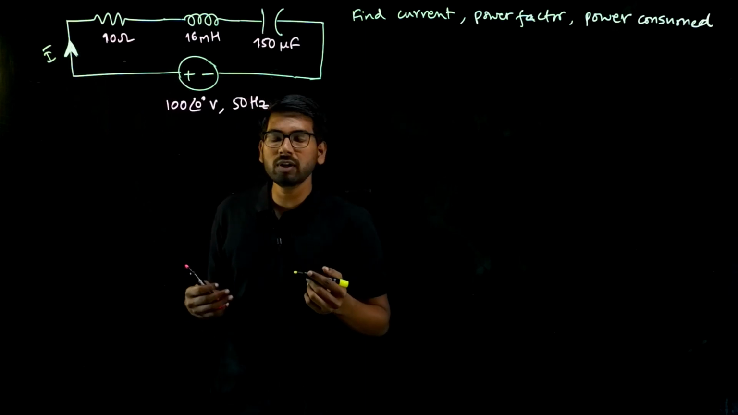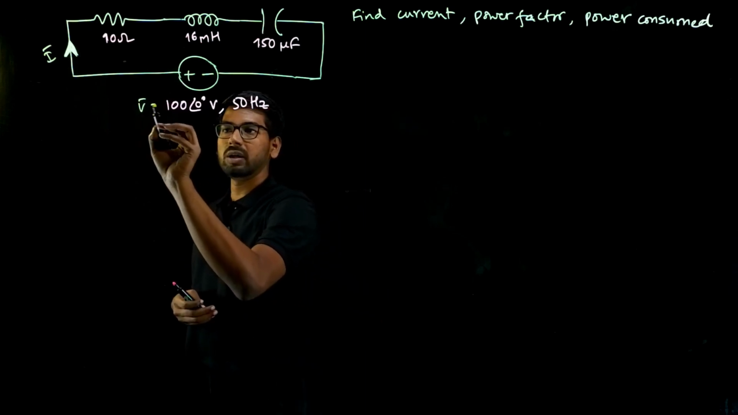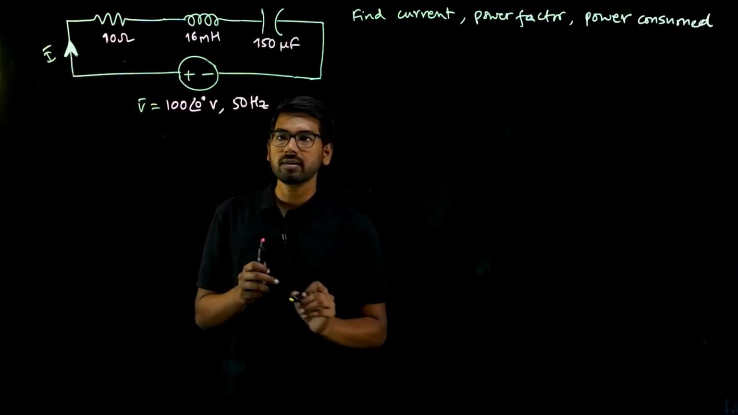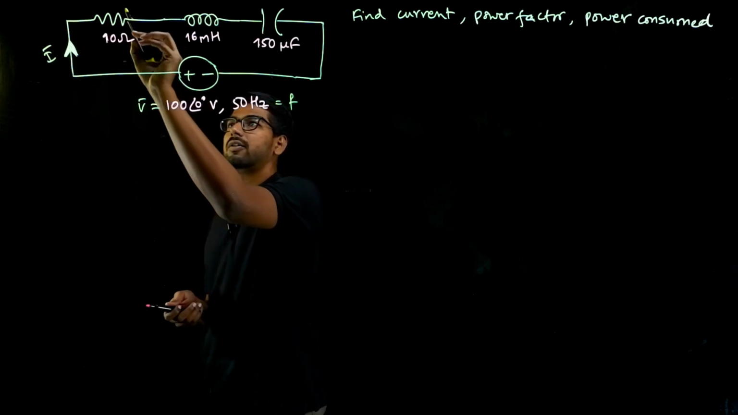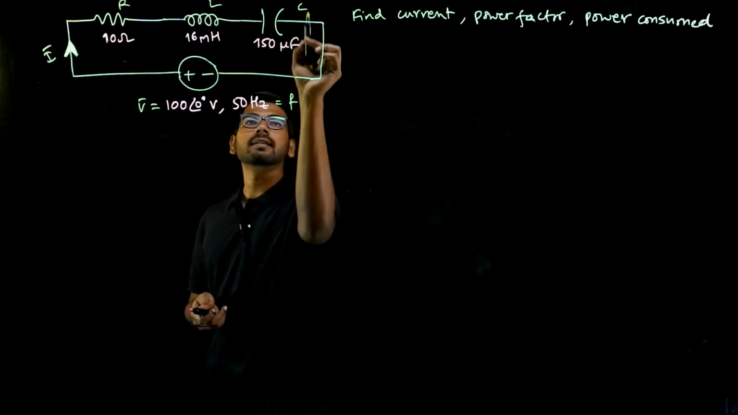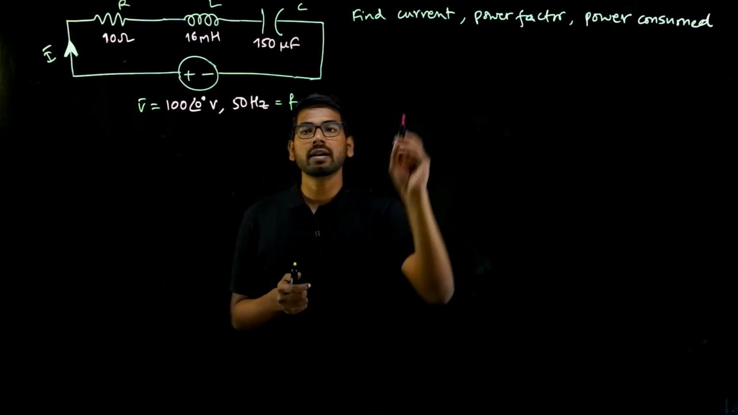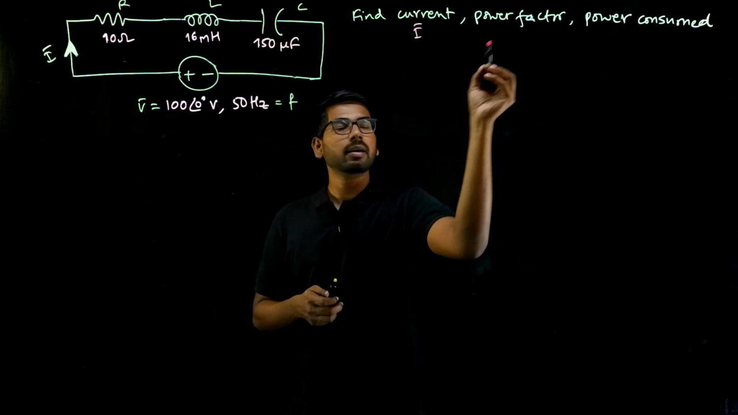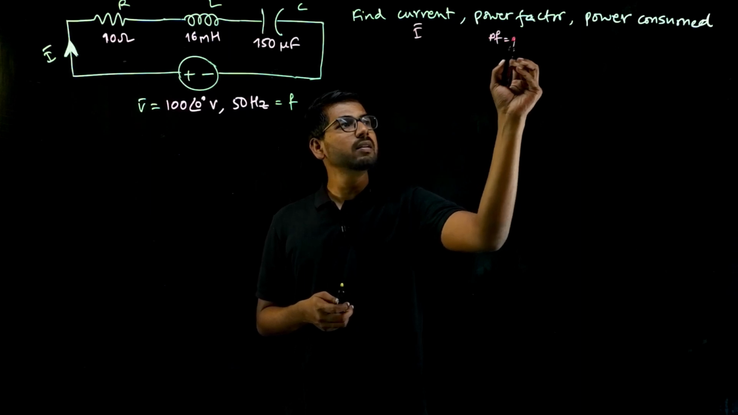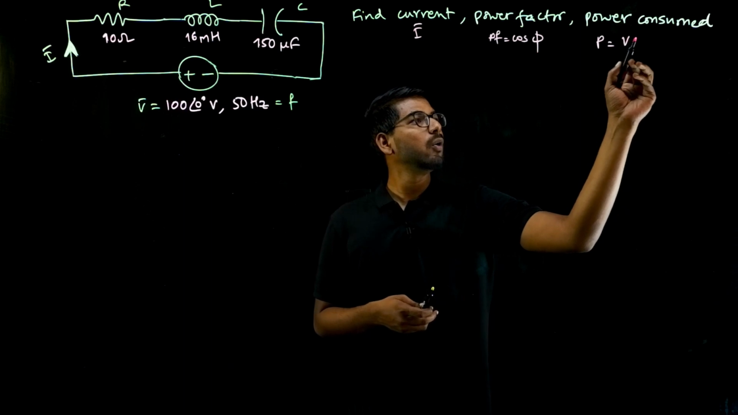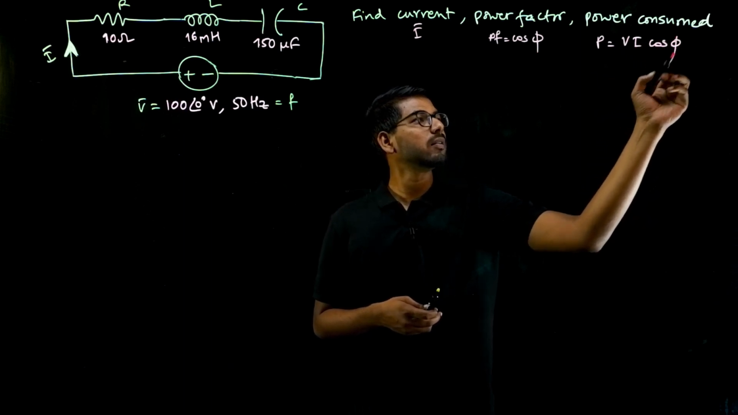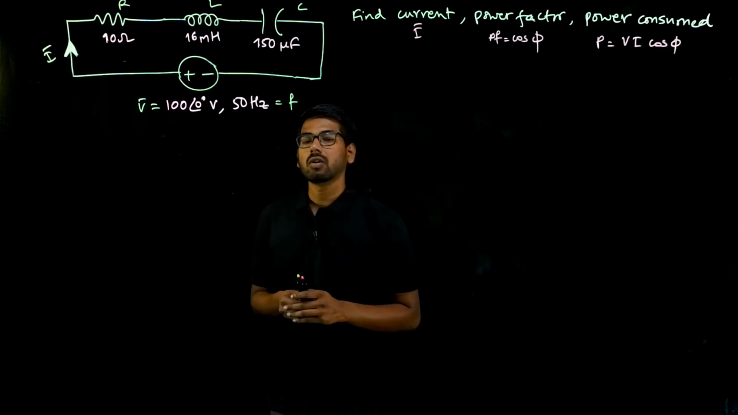Okay, and what is given to us? We know V bar is 100 at 0 degrees, and this is F, frequency 50 Hertz. These are the values of R, L and C, and we need to find current, that is I bar. Power factor PF is cos phi, and power consumed P is VI cos phi. Okay, so how do we do this?